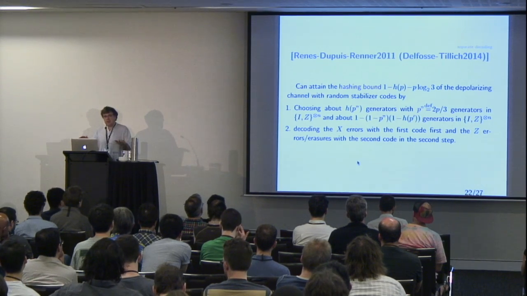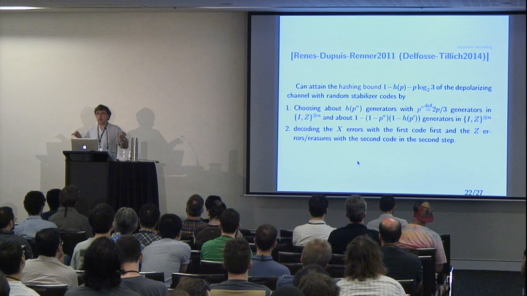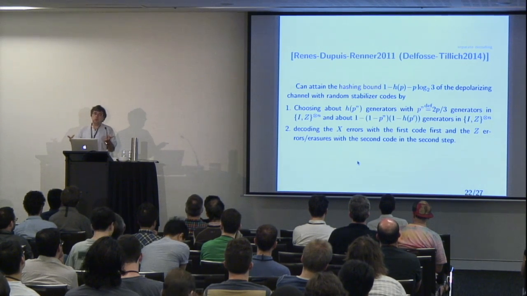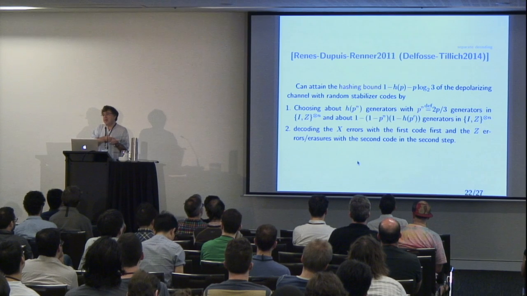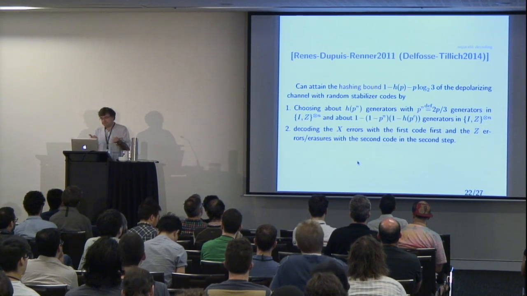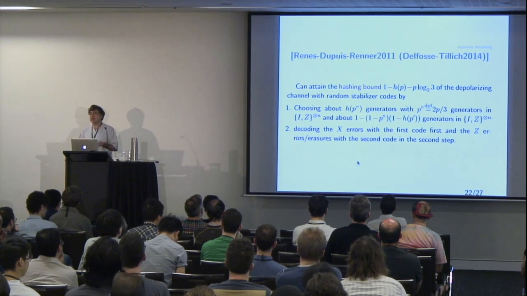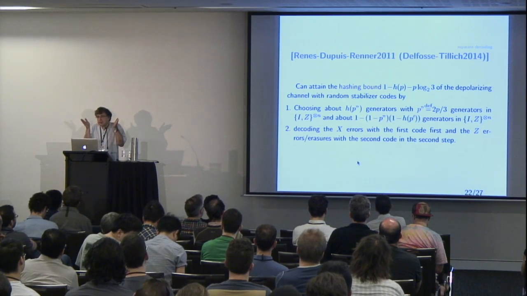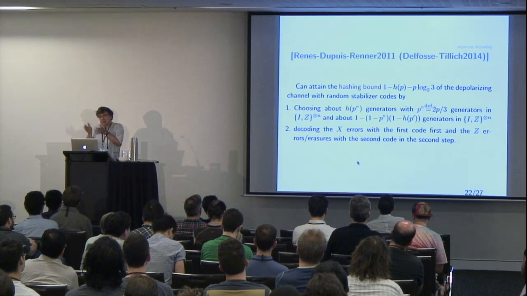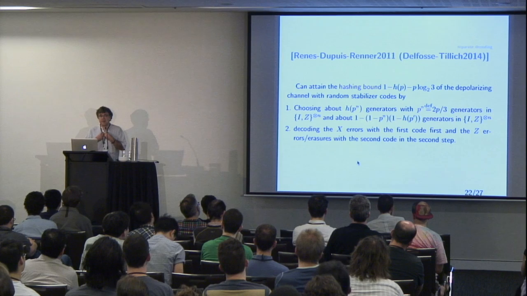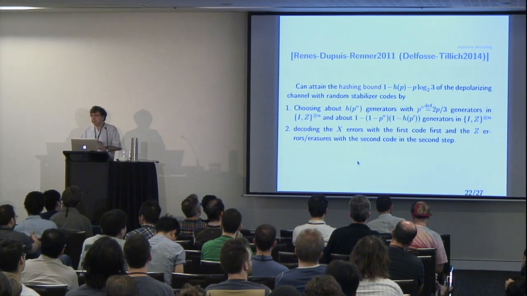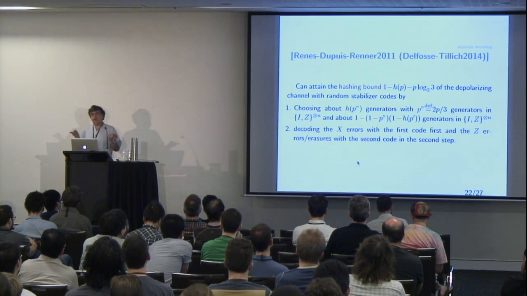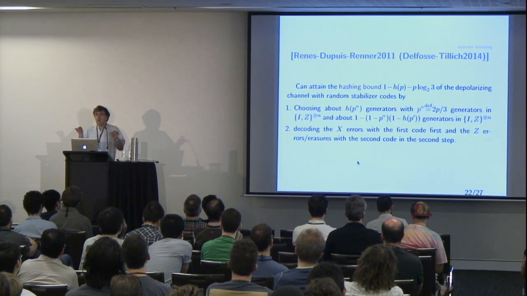Basically, you can attain the hashing bound with two separate decoders, one which is decoding the x part first, one which is decoding the z part first, by trying to choose a better code for the first part, and then using information coming from the first decoding for the second part, which needs a decoder which is less powerful. And if you use some kind of asymmetric decoder with the right number of x's and z's, you can attain the hashing bound in this fashion, in a very rigorous way. And basically it's what they did for polar codes. They have these two separate decoding algorithms, and you use this to attain the capacity, the hashing bound.